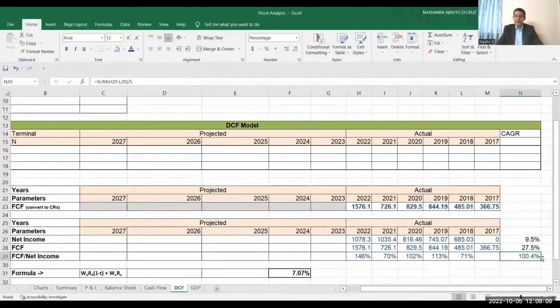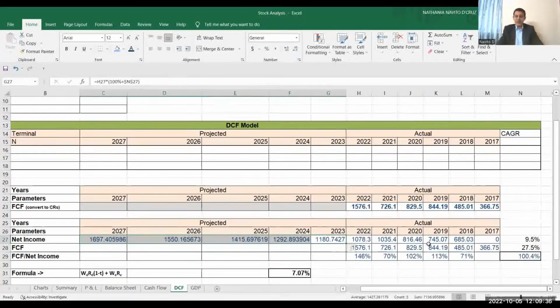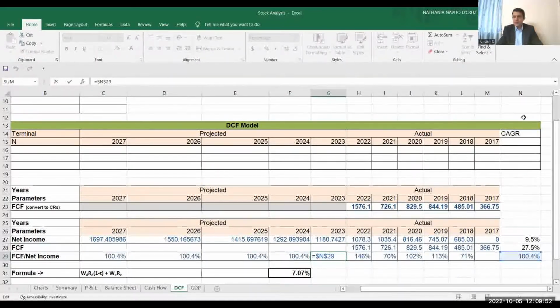Now that we know our ratio of free cash flow versus the net income, what we do is we project the net income based on the CAGR of the net income itself. Now we see here the CAGR of net income is lesser than the CAGR of free cash flow. So to be conservative, we pick up the CAGR of net income and we project all the values of net income based on 9.5%. So once we project our net income, we then use the ratio, that is our free cash flow by net income, which is 100.4%. We refer this value as you see here, N29, column N29.